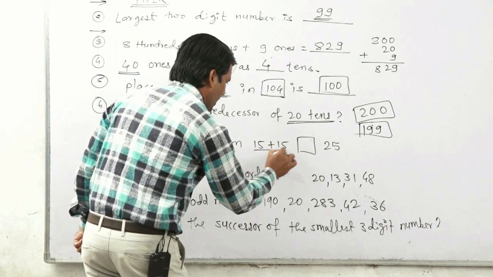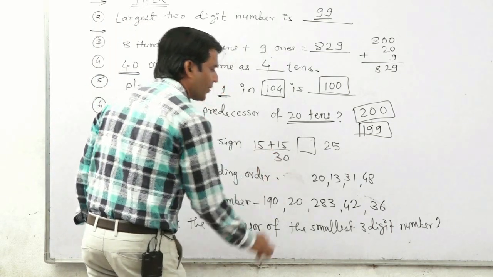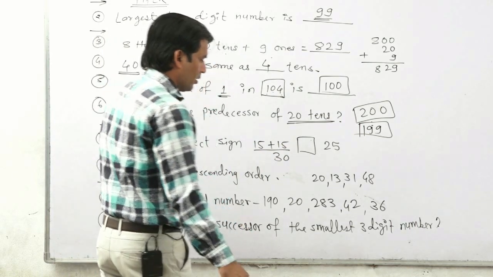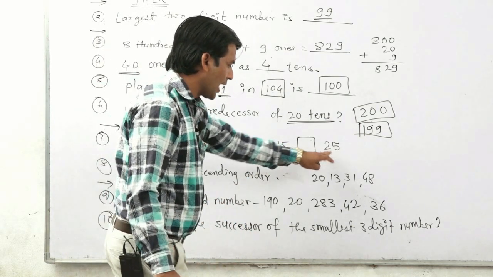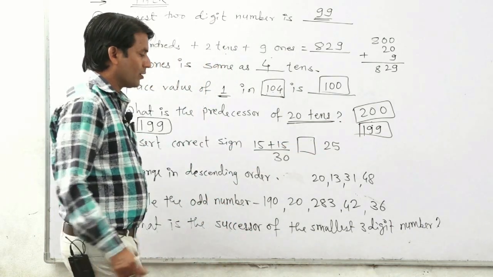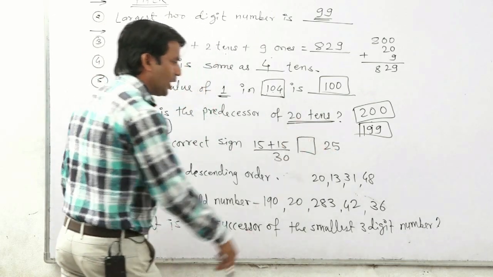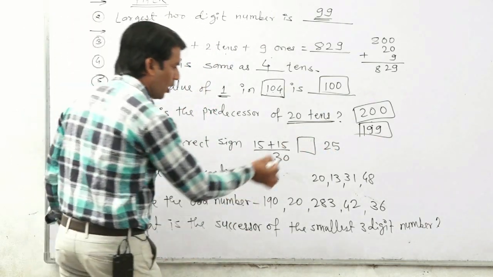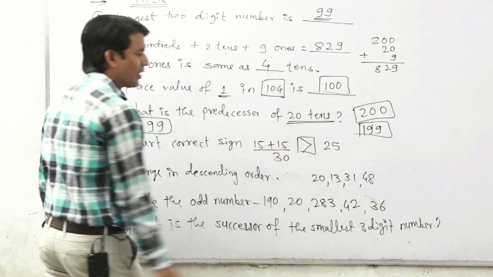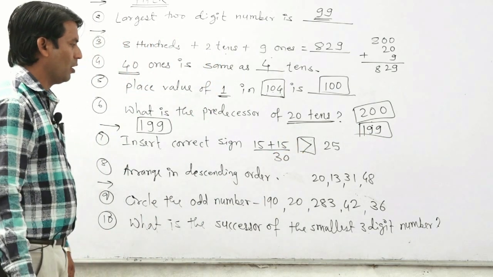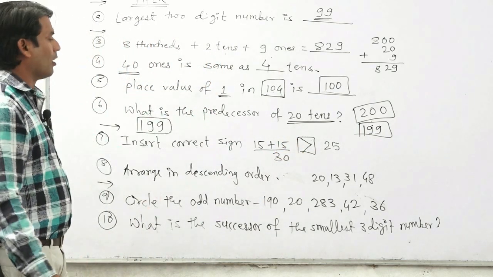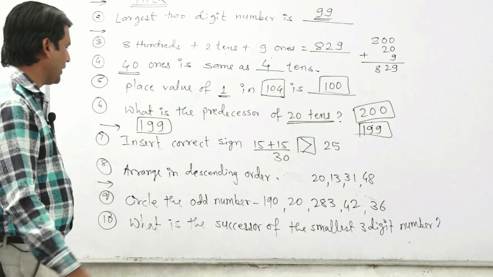Okay. So 15 plus 15 is what? 30. Then whether these numbers are equal? No. 30 is greater than 25. So we have to put which symbol? The symbol which is greater than. Okay. So that symbol we have to put there. 30 is greater than what?